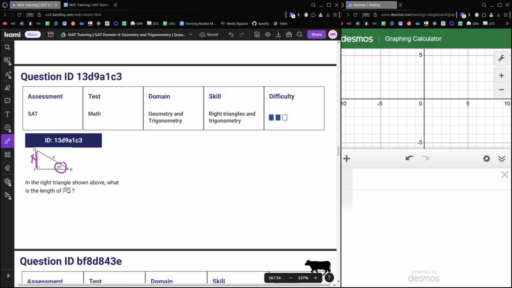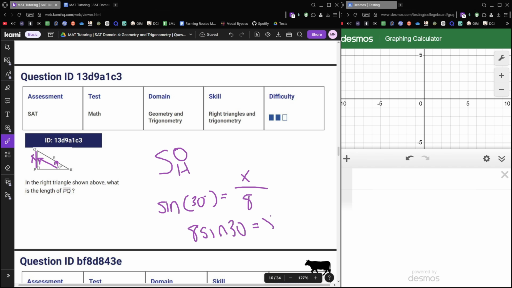So here's our angle, and the two sides we have are the ones across from it, so the opposite, as well as the hypotenuse. So we have the opposite and the hypotenuse. Oh my goodness, we're going to be using sine. So it's going to be sine of the angle, which is 30 degrees, is equal to the opposite, that's just x, over the hypotenuse, which is 8. Now to get x by itself, we're going to multiply by 8 on both sides to get 8 sine of 30 is equal to x. And we can just plug that straight into Desmos.